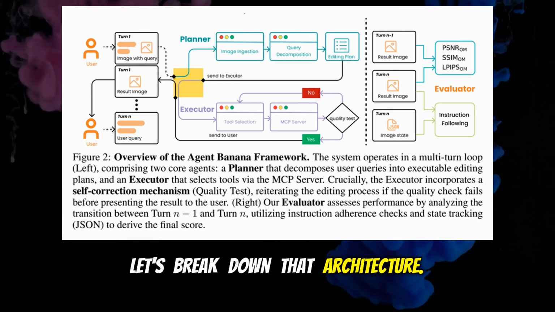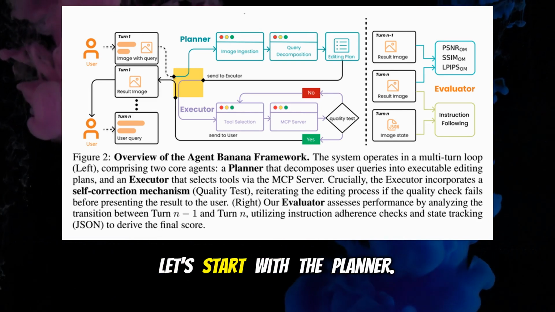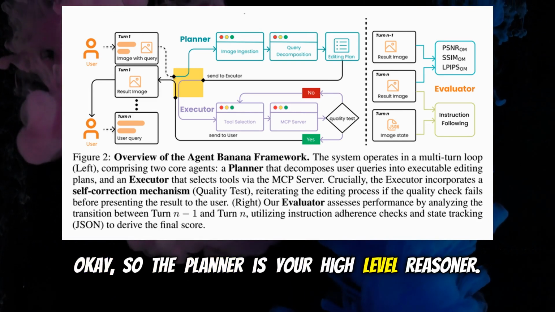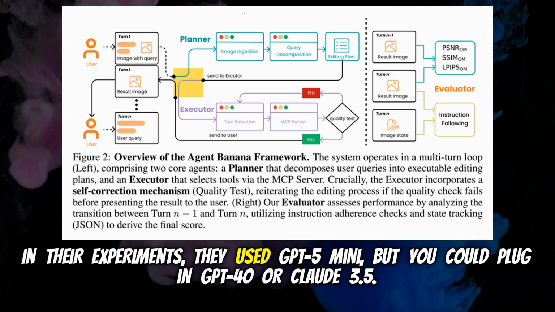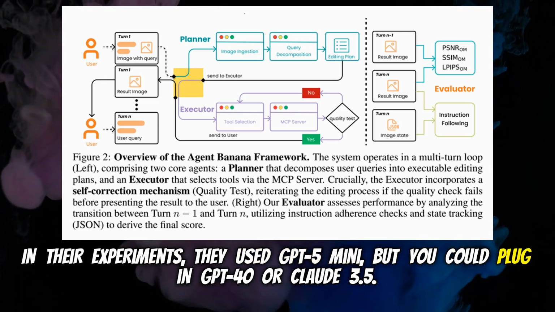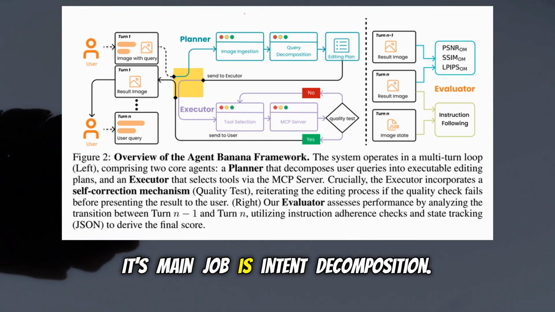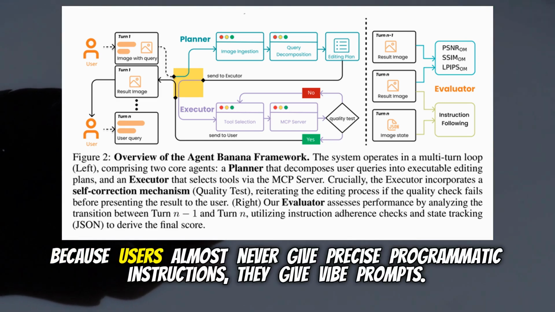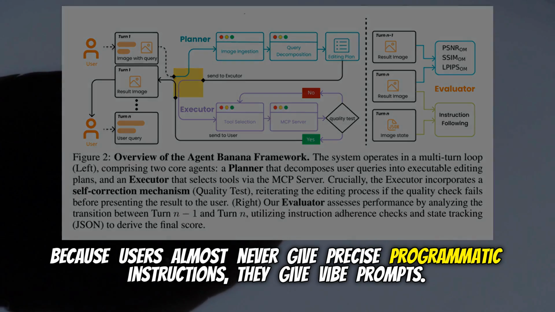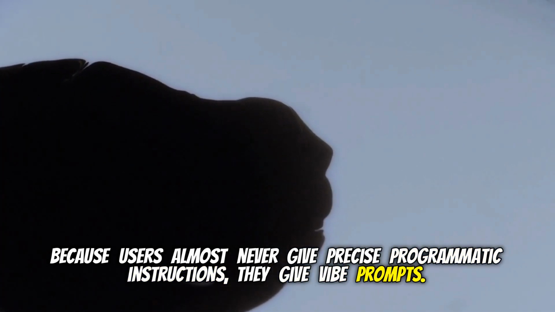Let's break down that architecture. You've got the planner and the executor. Let's start with the planner. Okay, so the planner is your high-level reasoner. In their experiments, they used GPT-5 Mini, but you could plug in GPT-4o or Claude 3.5. Its main job is intent decomposition. Because users almost never give precise programmatic instructions, they give vibe prompts. Exactly.